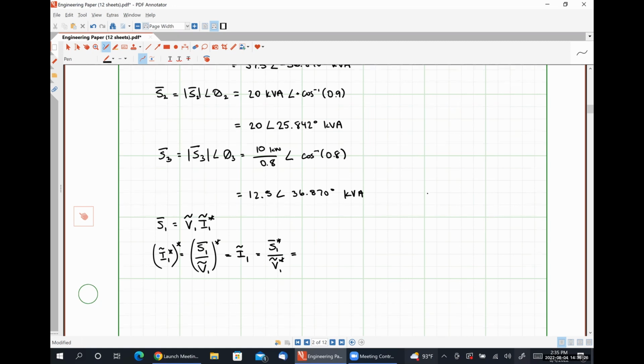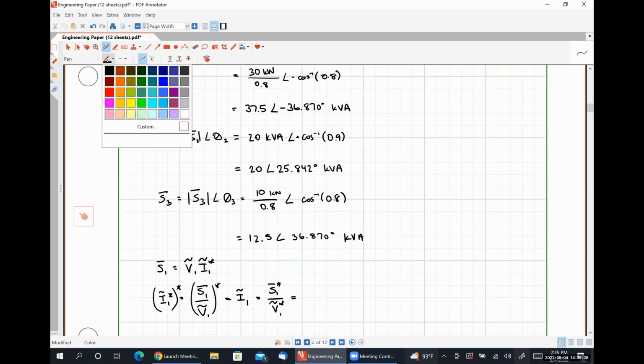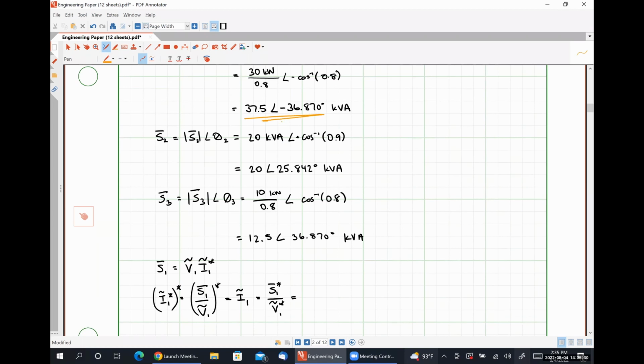So here is S1 right here. I've underlined it in orange. What is the complex conjugate of S1? What do I need to do to S1 to get the conjugate?